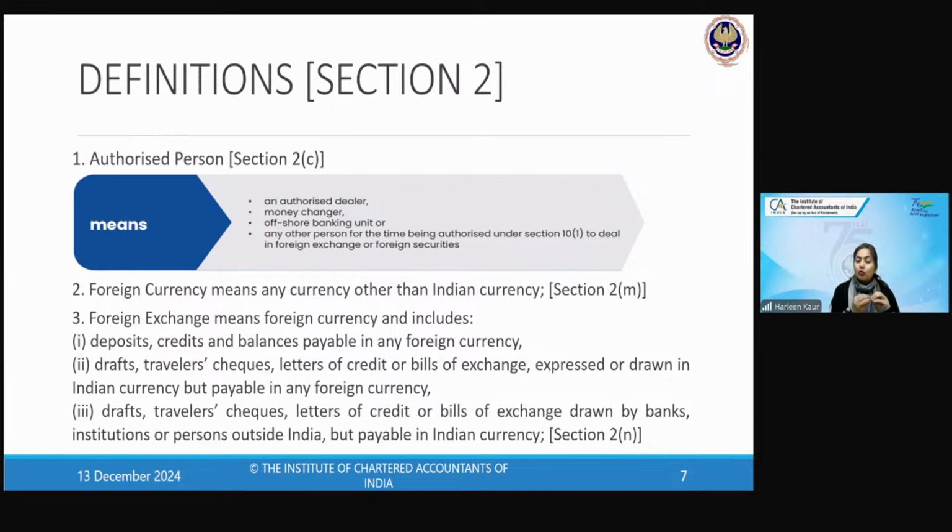Now, if you want to go to any other country, say for example, you're traveling to the US, you need dollars for that. So who is going to provide you these dollars? That is an authorized person. Authorized person means number one, an authorized dealer. That means he's a dealer who deals in foreign exchange. Or the money changers, there are certain banks which help you to replace the rupees in exchange of dollars. Offshore banking units, or any other person who has been authorized under Section 10, subsection 1 to deal in foreign exchange or foreign securities. So for authorized person, you have to remember these four important points.